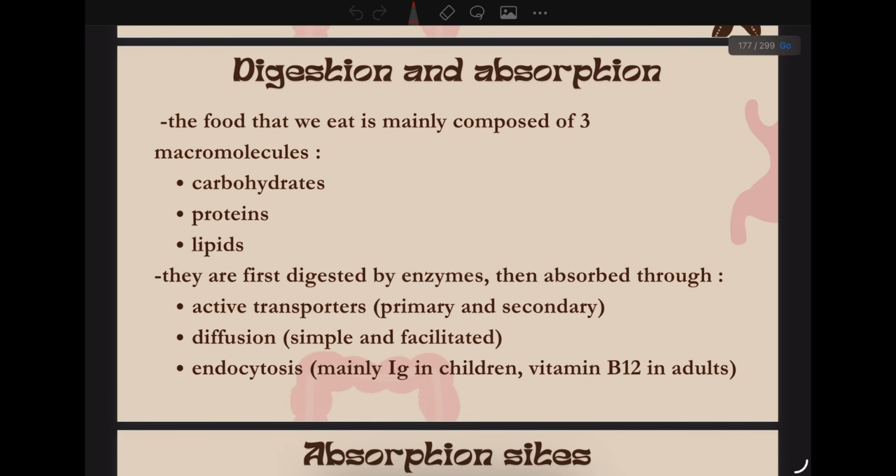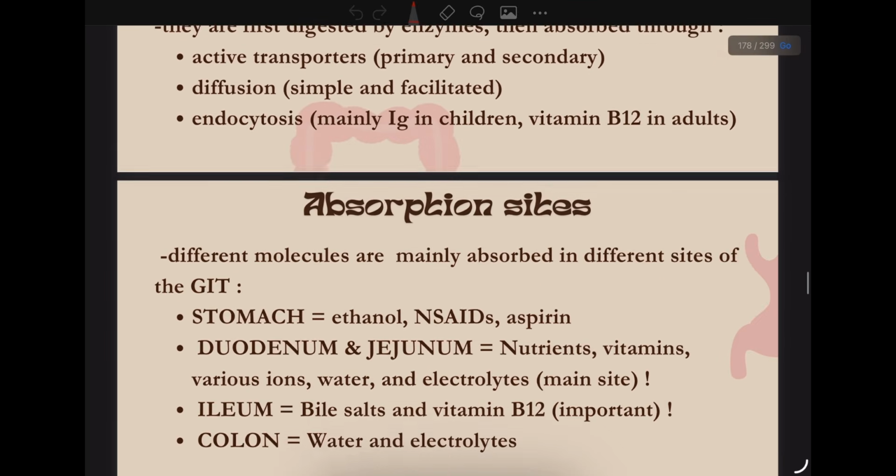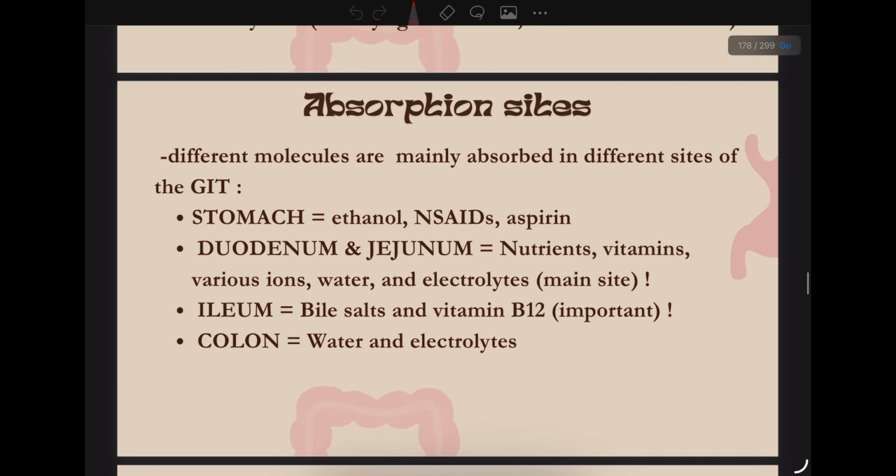digestion and absorption. From now on, we will talk about the 3 main things that we eat: carbohydrates, proteins, and lipids. And I will take you through each of them, how is it digested and how is it absorbed. But before we talk about how is it absorbed, we want to talk about the absorption sites. And this is a summary for them.